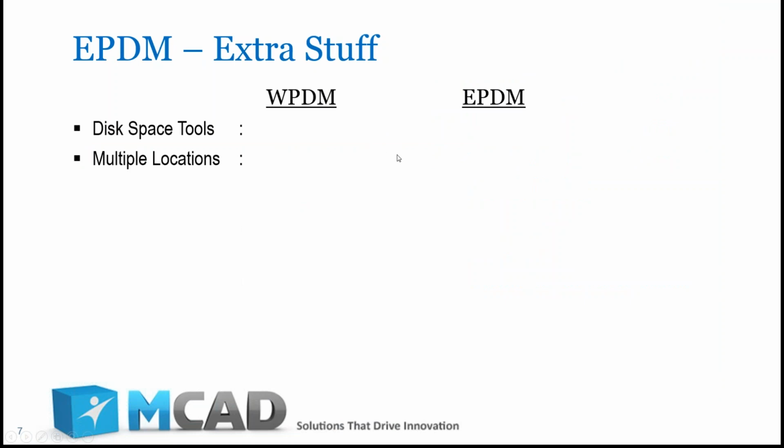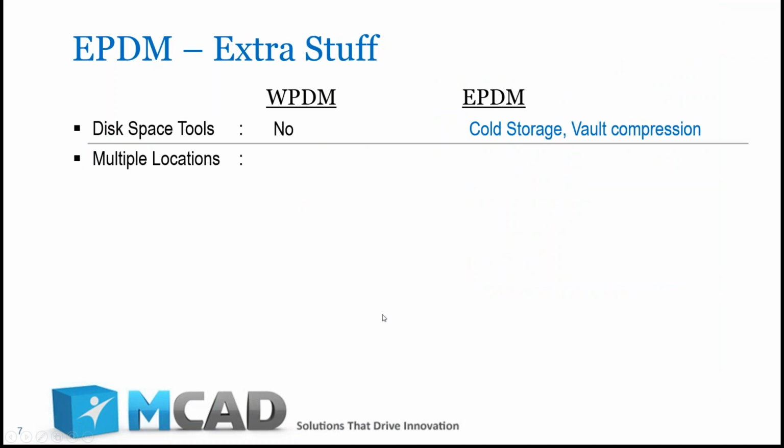Some other extra things don't demo quite as well, but we can talk about them. One is disk space tools. So Workgroup PDM, nothing in there to really manage your file size. As you save more revisions, you use more and more space in your hard drive. Same thing is true in Enterprise PDM by default, but we can turn on a couple of things.